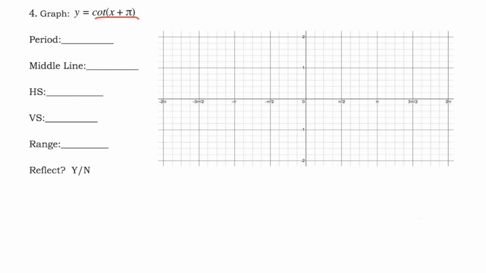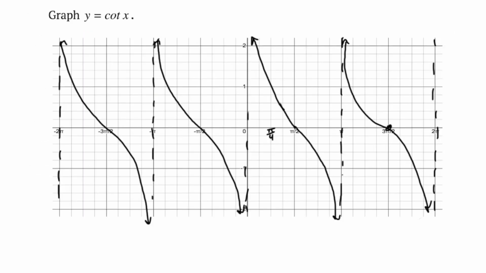So example number 4 is the cotangent of x plus pi. So adding pi on the inside of the function, that's actually going to move it left pi units. So the horizontal shift is just left pi. It hasn't been moved up or down anywhere, so the middle line is still just y equals 0. And the period is relating to the b value, which is 1. So just like before, the period is just going to be pi.